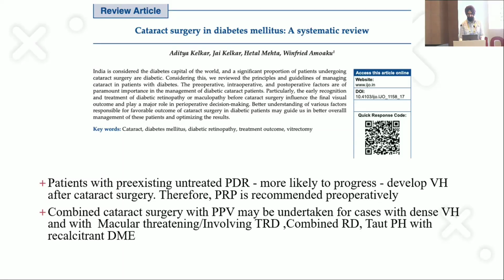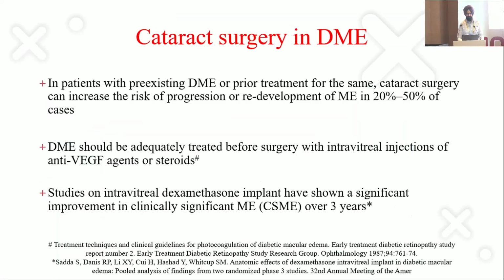Combined cataract surgery with PPV may be undertaken for cases with a dense VH, macula-threatening or macula-involving TRD, combined RD, taut posterior hyaloid. In patients with pre-existing DME, cataract surgery increases the risk of progression or redevelopment of macular edema in about 20 to 50% of cases. So it should be adequately treated before surgery with anti-VEGFs or steroids. Dex implant has shown a significant improvement in CSME over 3 years. A lot of studies are available.